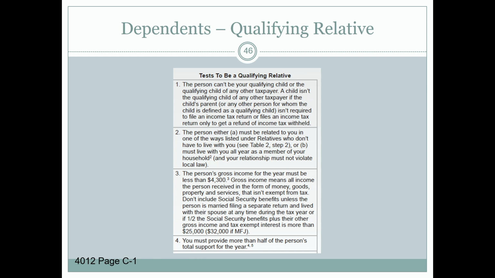Number 4, you, being your client, must provide more than half of the person's support for the year. This one is a little different from the support test that we had for the qualifying child. For the qualifying child, the support test said that the potential dependent or child must not have provided over half of their own support. But for the qualifying relative, your client must be able to say that they provided more than half of the total support for the year for this individual that they want to claim as a dependent.